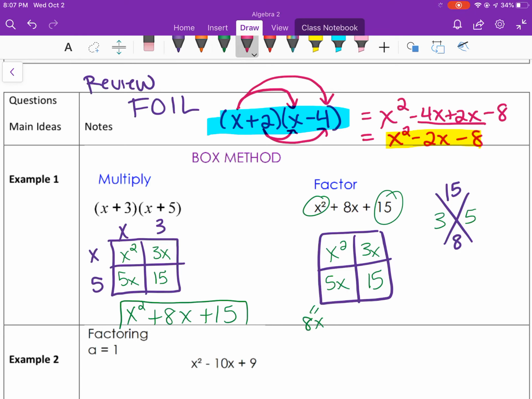Then you can go ahead and figure out the outside of the box. So x squared is x times x. Then to get 3x here, you need a 3. To get 5x here, you need a 5. And then 3 times 5 is 15. So that gives me the x plus 3 and the x plus 5. So the box just helps me organize it so that I can visually see which pieces I'm missing. Essentially, you're taking the greatest common factor out of each row and column. We're going to talk more about the greatest common factor later in this lesson.